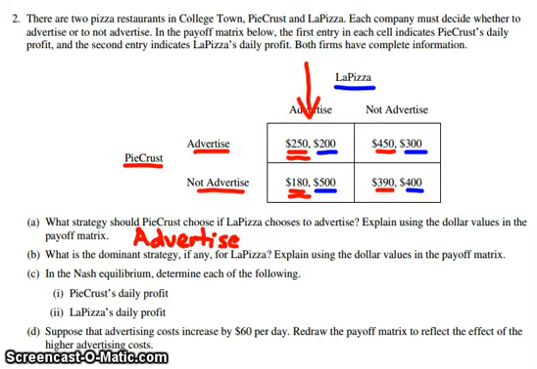Then in B it says, what is the dominant strategy, if any, for La Pizza? So let me change colors here. La Pizza must choose advertise, not advertise. So if at first Pie Crust decides to advertise, then La Pizza chooses between advertising 200 or not advertising 300. They're going to choose to not advertise. If Pie Crust doesn't advertise, La Pizza must choose between advertising 500, not advertising 400. They would choose to advertise.